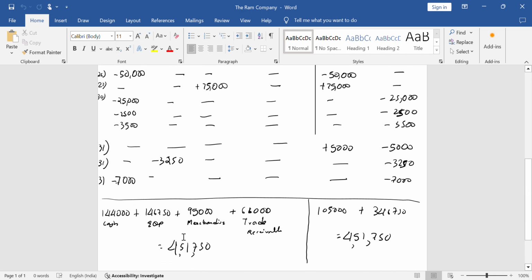So these are the balances that we arrived at: 1,44,000 cash, 1,46,750 equipment, 95,000 merchandise, 66,000 trade receivable, liability is 1,05,000, and equity is 3,46,750. The total comes around 4,51,750 on both sides.